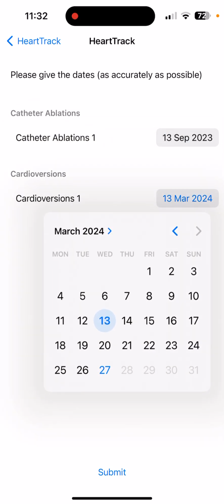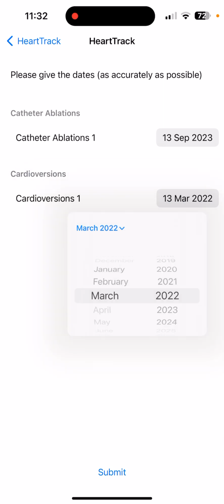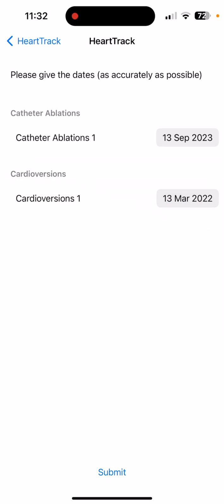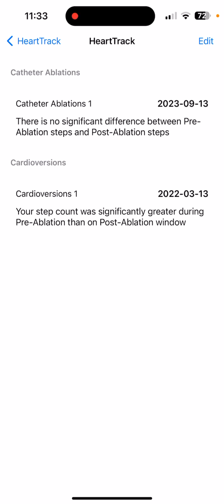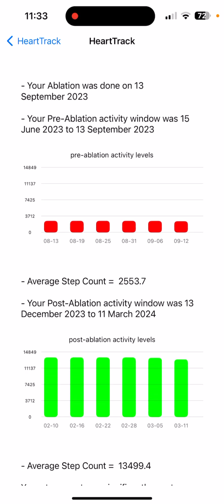So let's say we fill in these two dates, and often patients have had a cardioversion before their ablation, and then we input them in. What the HeartTrack app then does is it connects the data that you have put in with the Apple Health data that is stored on the individual's phone, and it compares how different measures of activity have changed over time. And so in this example here, you'll see how an individual's step count before versus after the ablation has changed.